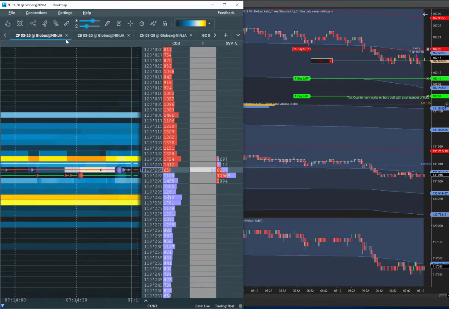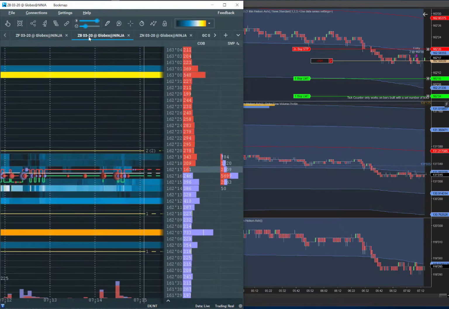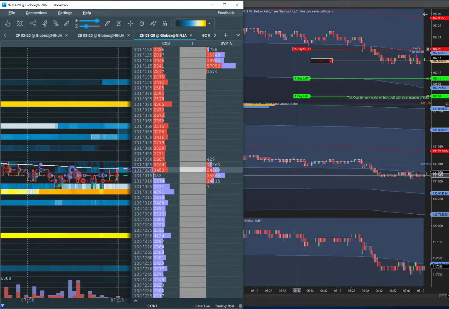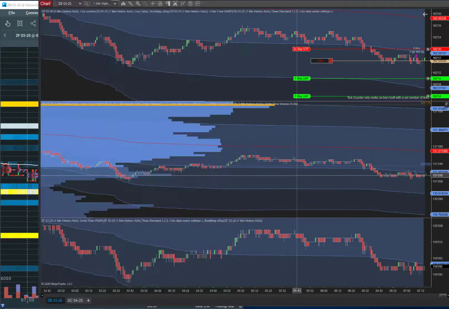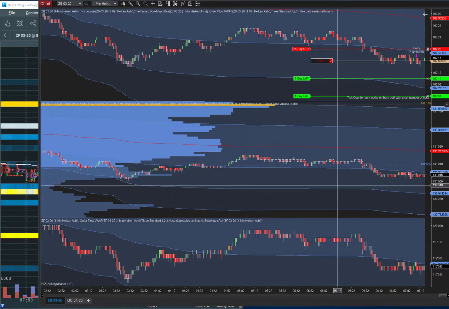What you're looking at over to the left with these highlighted bars is Bookmap. Bookmap shows you a heat map version of the dome, so you get a nice visual representation of what's going on in the order book. And over here is NinjaTrader. We've got ZB at the top, ZN in the middle, ZF at the bottom. The ZN has order profile on it. All three of them have a VWAP with deviation lines.